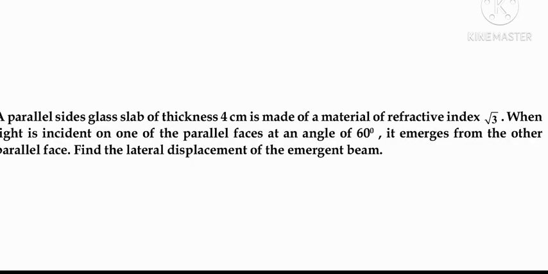Next, 19th question. A parallel sided glass slab of thickness 4 cm is made of a material having refractive index square root of 3. When light is incident on one of the parallel faces at an angle of 60 degrees, it emerges from the other parallel face. Find the lateral displacement of the emergent beam. So here the angle of incidence is 60 degrees, the refractive index is root 3, and we need to get the lateral displacement of the emergent beam.